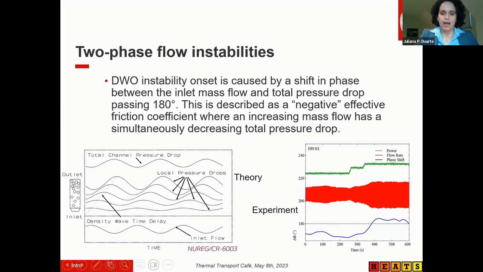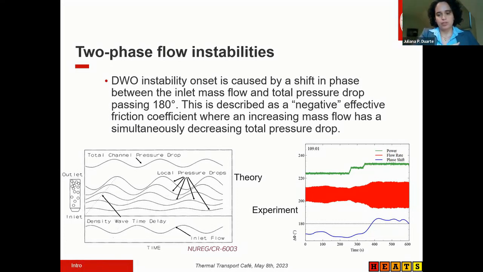In the bottom left curve here, it is a theoretical explanation of this density wave when you have the inlet mass flow on the bottom here, and you see the pressure drop getting out of phase until the total channel pressure drop, which is also in phase with the outlet pressure drop, showing that the formation of vapor in the channel causes these two components, the mass flow rate and the pressure drop, to be completely out of phase at some point.